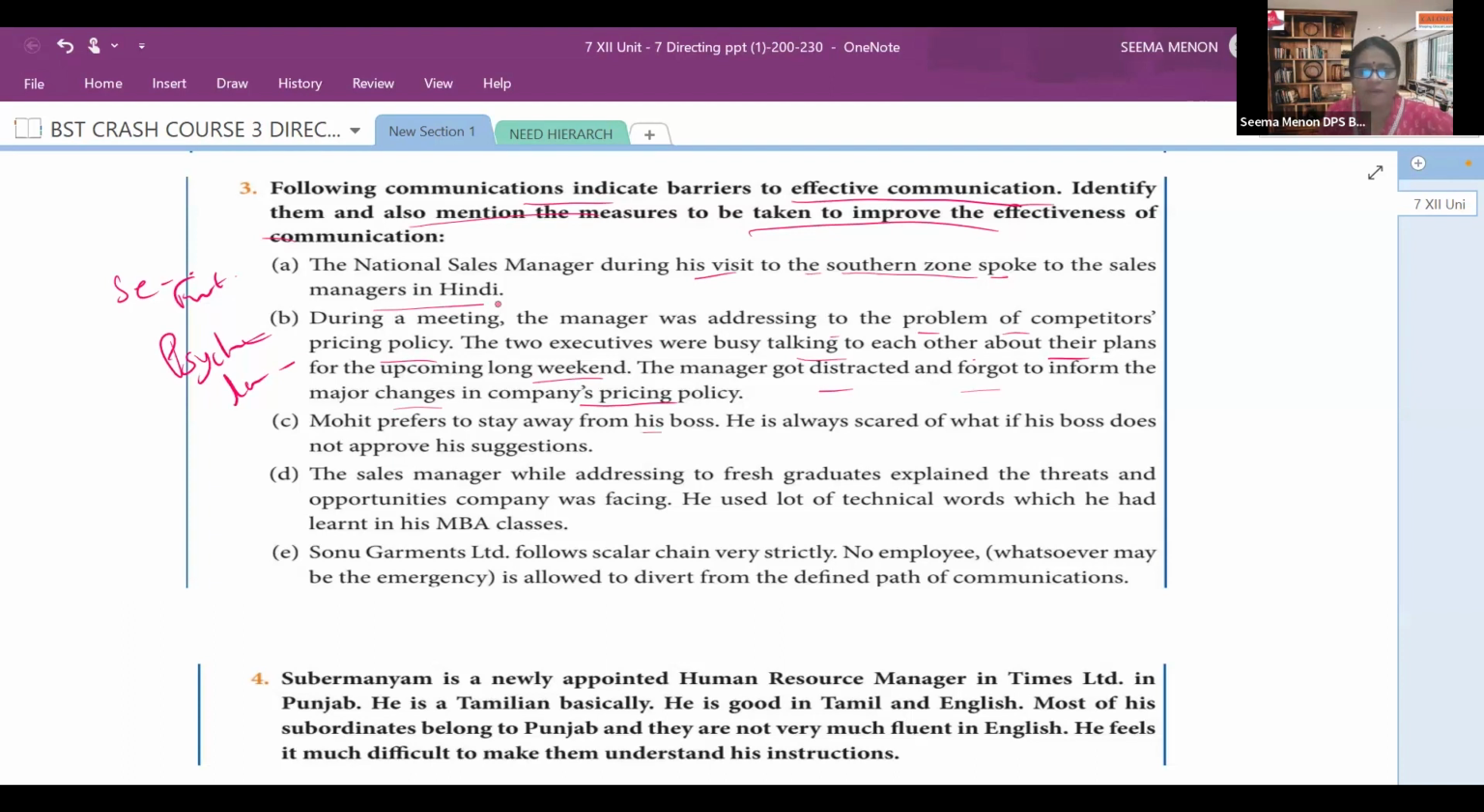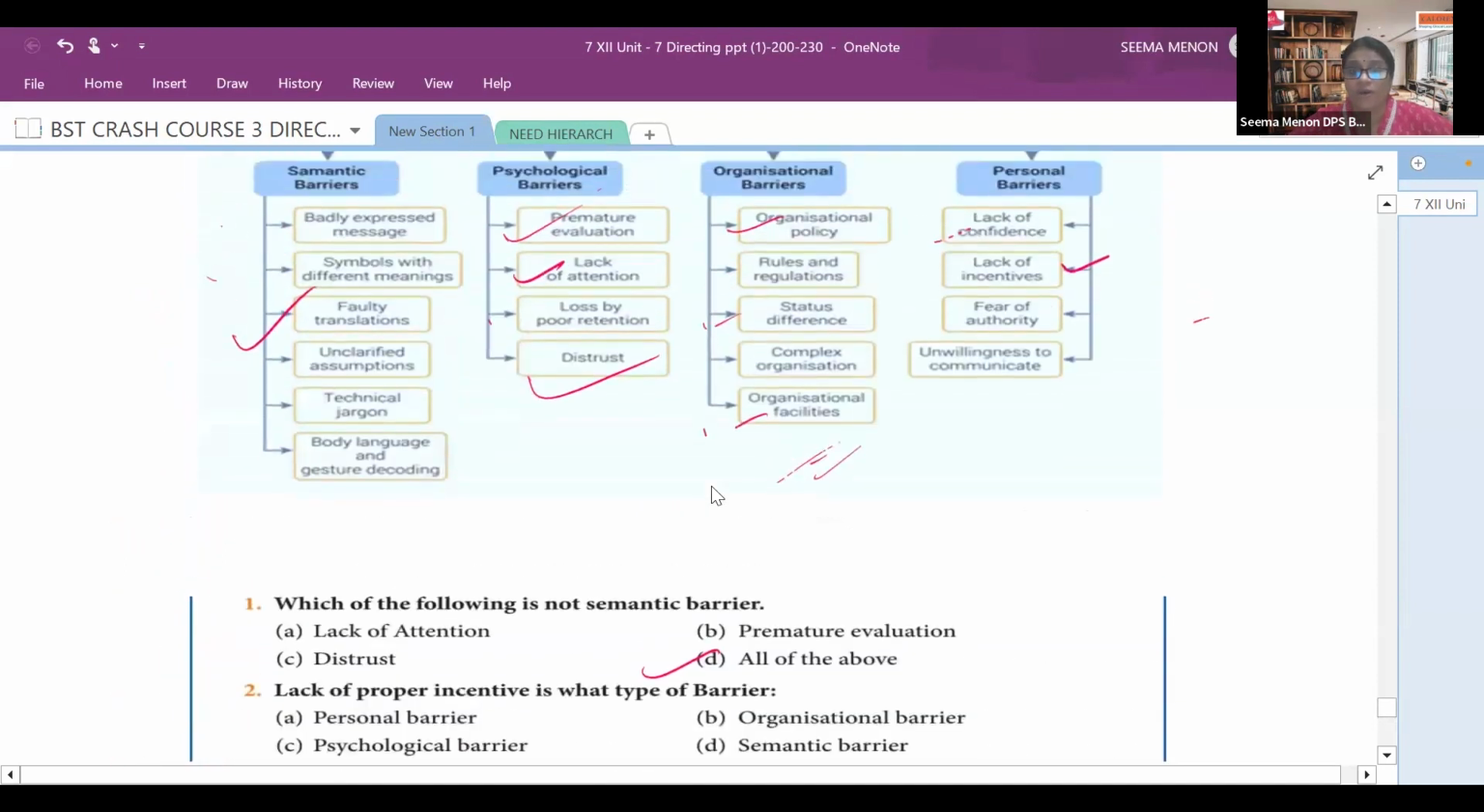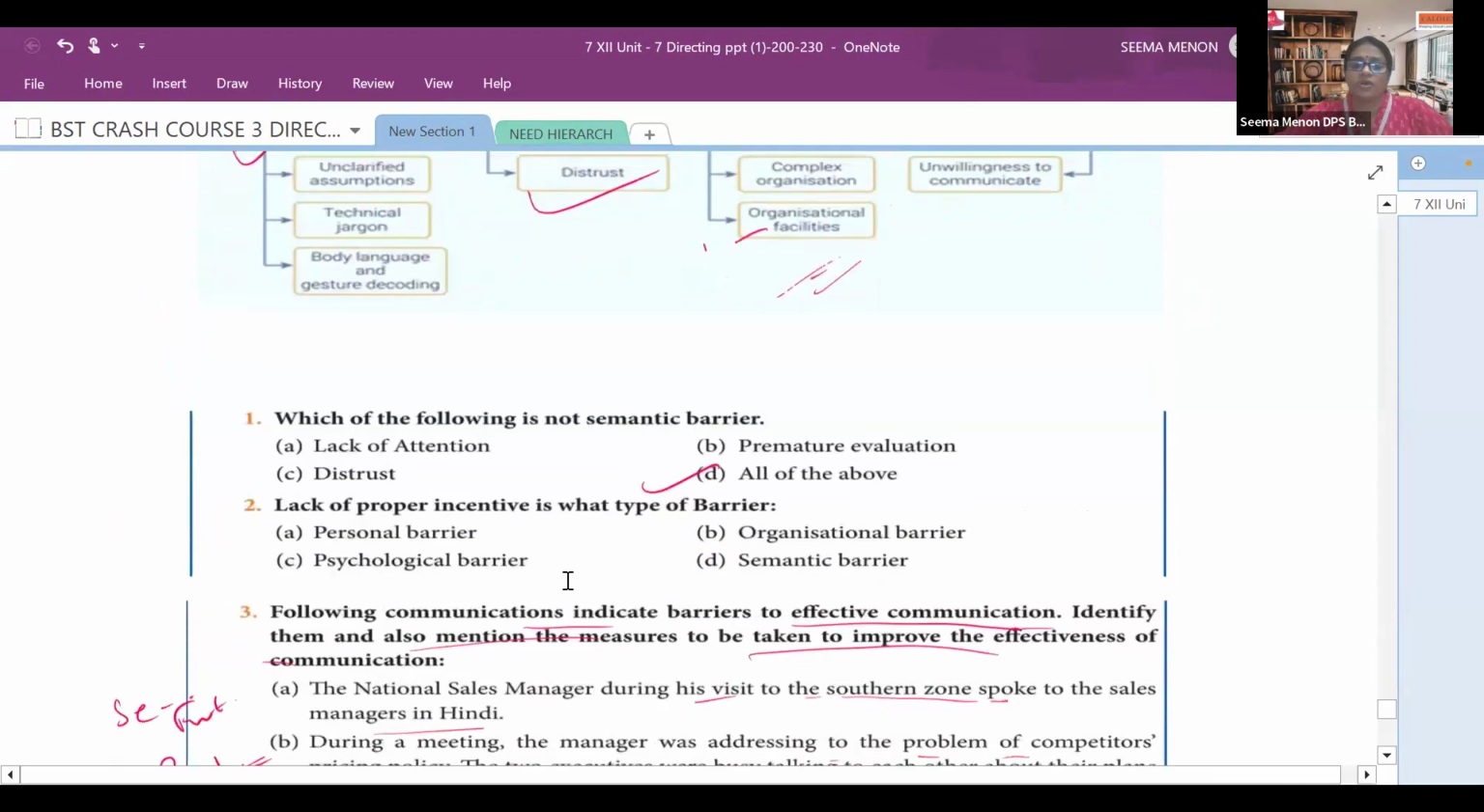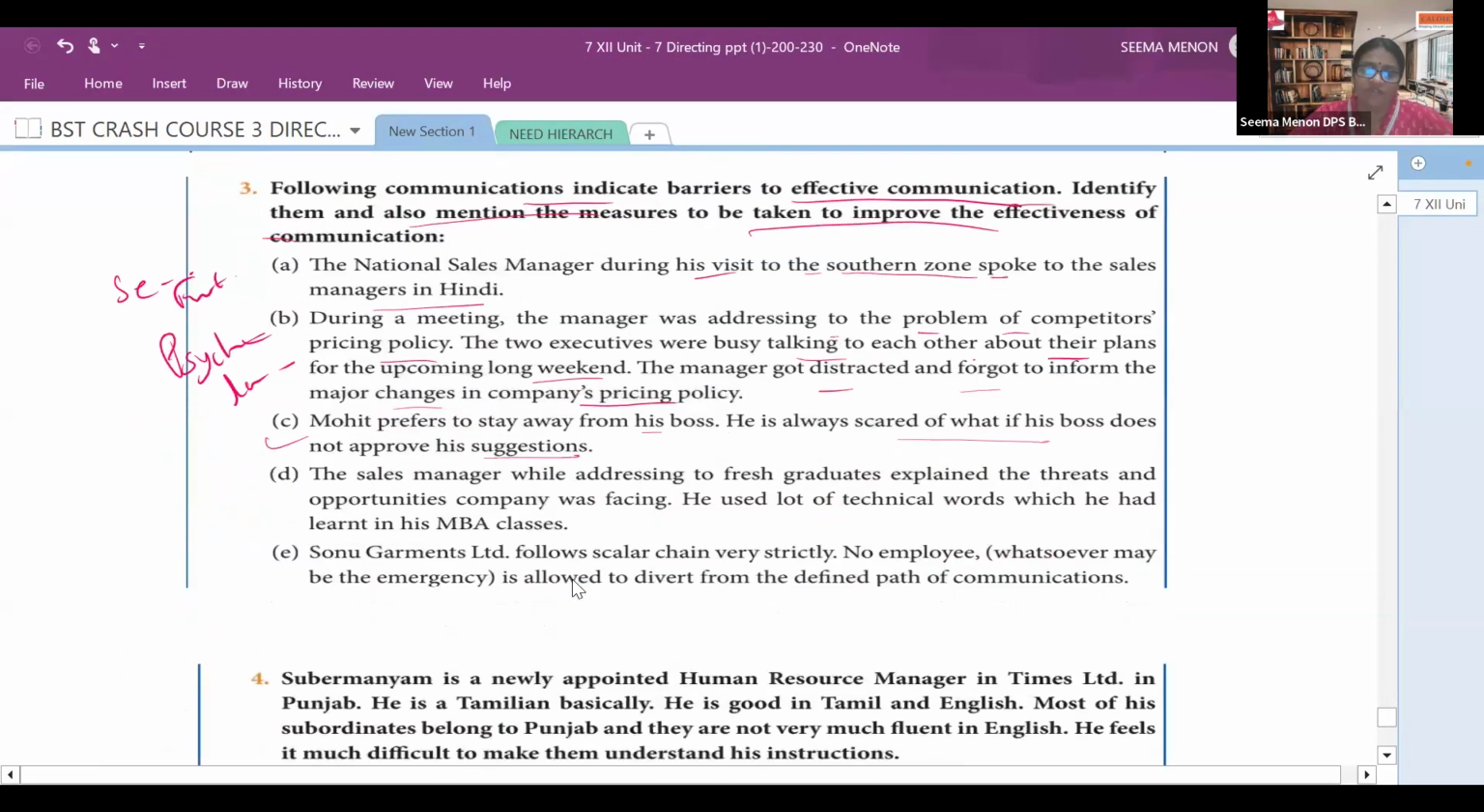Third one: Mohit prefers to stay away from his boss. He is always scared of what? If his boss does not approve his suggestions. He thinks that if his boss won't approve the suggestion, what can happen? Mohit prefers to stay away. He never wants to go to the boss, he is always scared. So what is this called? It is called fear of authority. Fear of authority will come under personal barrier. He is afraid of his manager. Okay? So you should know the theory very well. Then only you will be able to crack this type of case study.